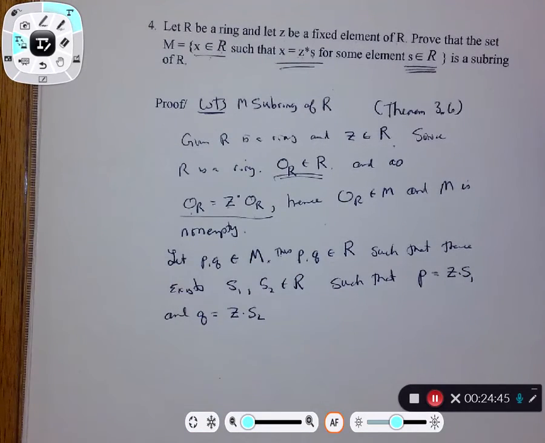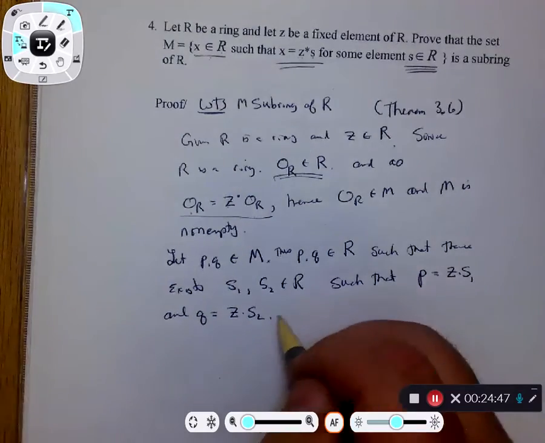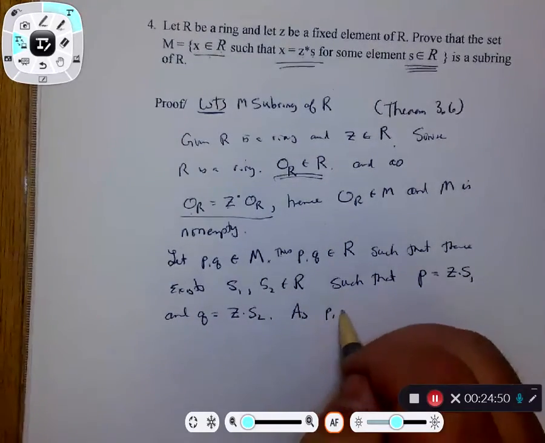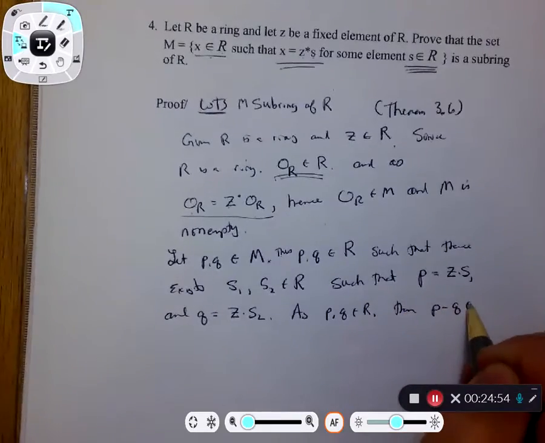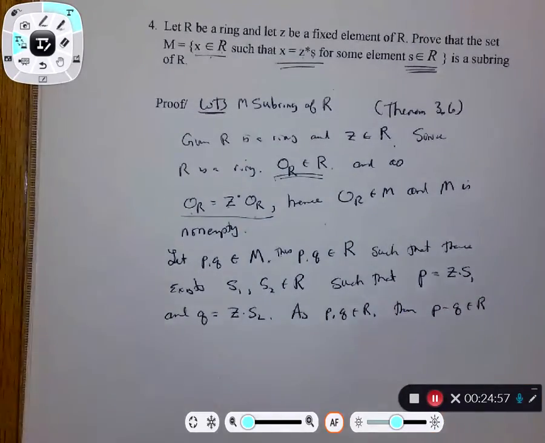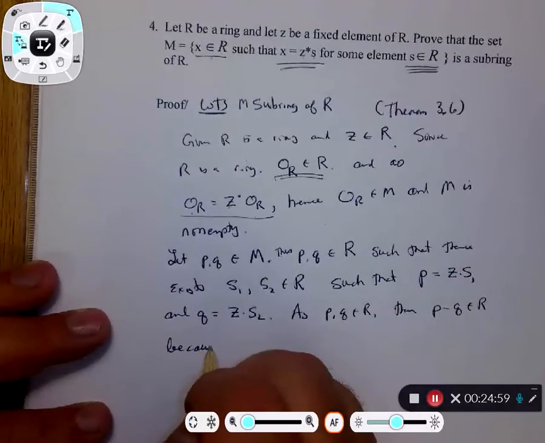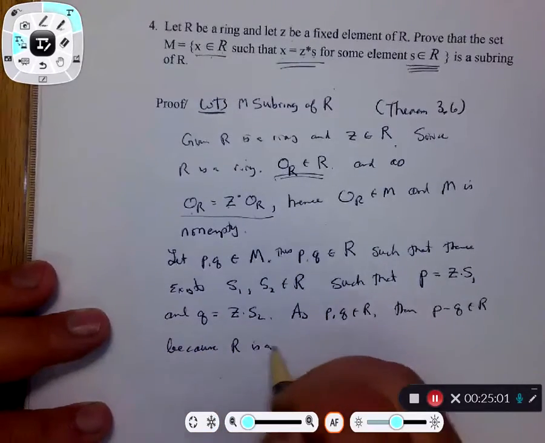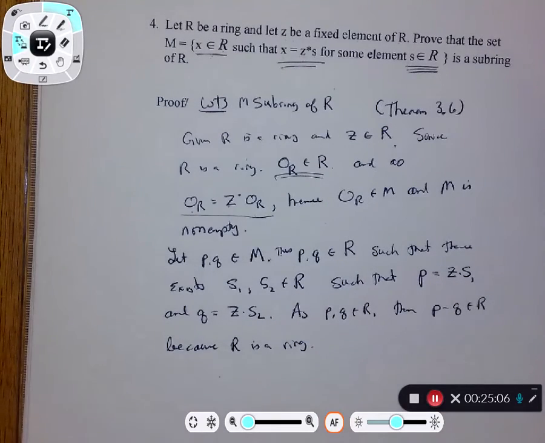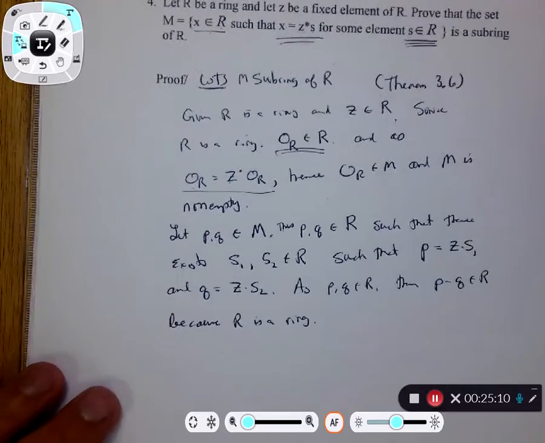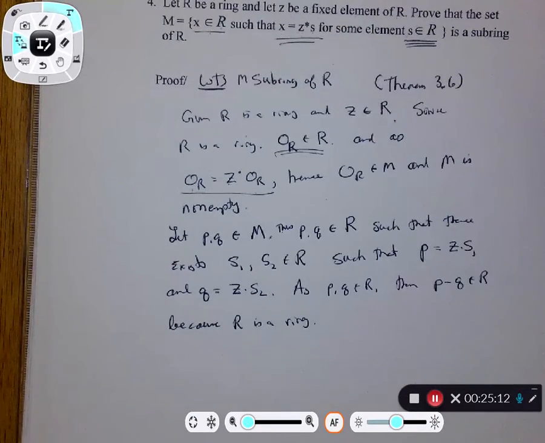I want to talk about closure under subtraction. As P and Q are elements of R, then P minus Q is an element of R, because R is a ring. And that's good enough. It comes from the closure aspect of a ring. Remember, to have a ring, you've got 8 properties. It's one of the 8. It's closure under subtraction, which is a part of your ring property, since we've defined subtraction as adding the additive inverse element.